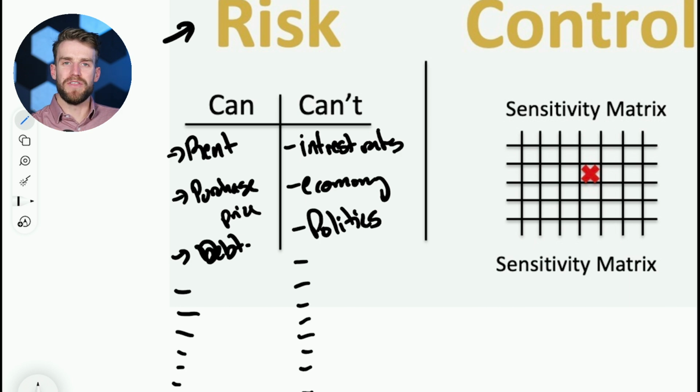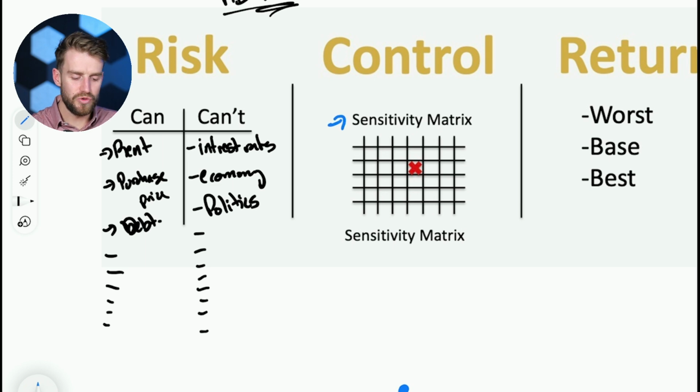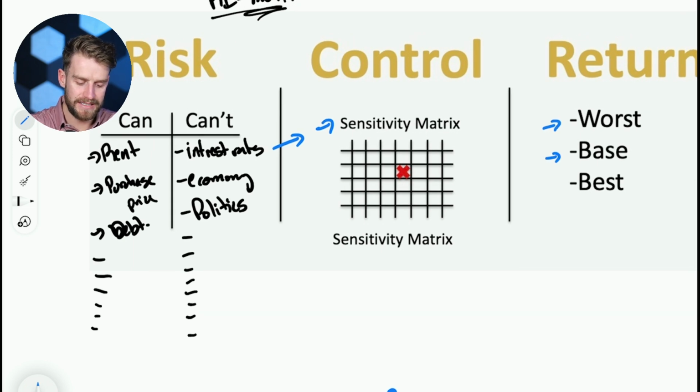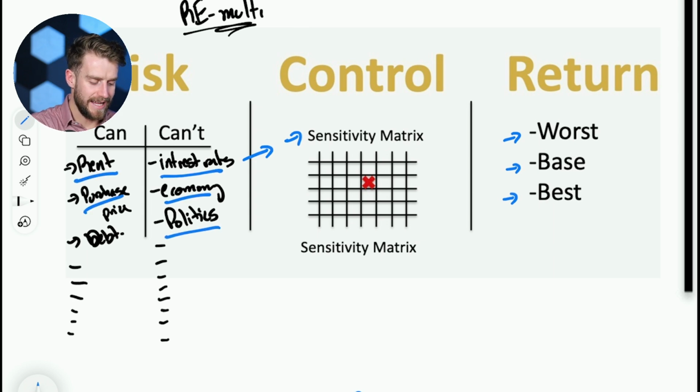So you list out all these risks that we can and can't control for a real estate multifamily or whatever business or idea you have. Next, we say, okay, how sensitive to those risks are we? For example, if interest rates move a quarter of a point up or down, or a full percentage point up or down, how does that affect and drive a worst case, a base case, and a best case scenario for our fund? You run a sensitivity matrix on Excel to see how much these risks that we can and can't control affect our business. How sensitive are we to them?